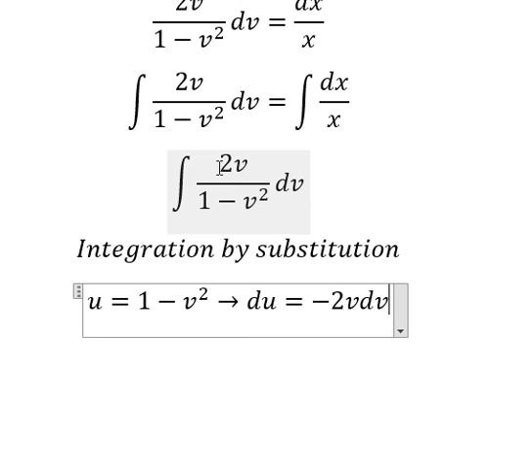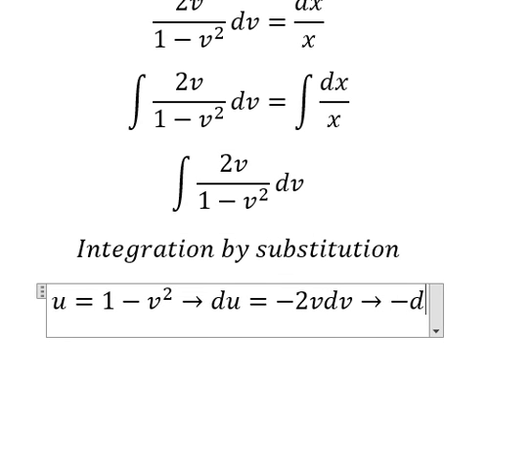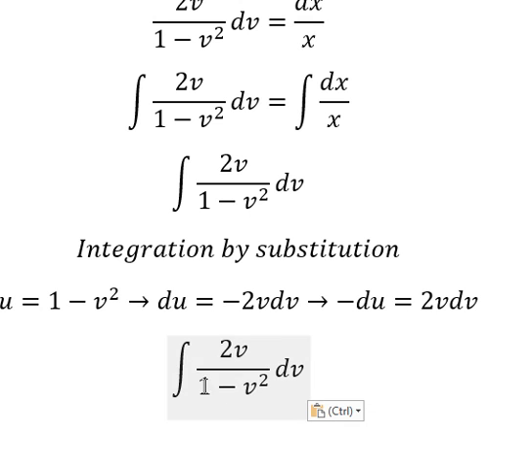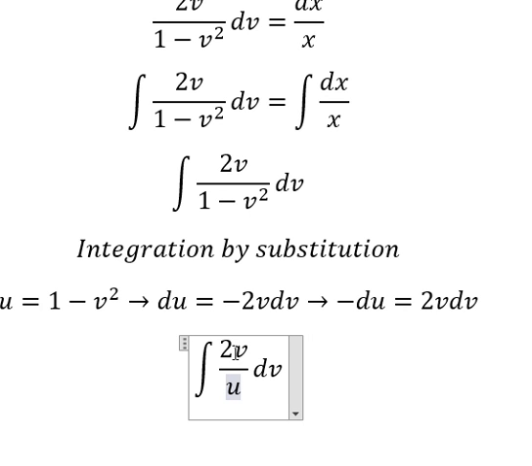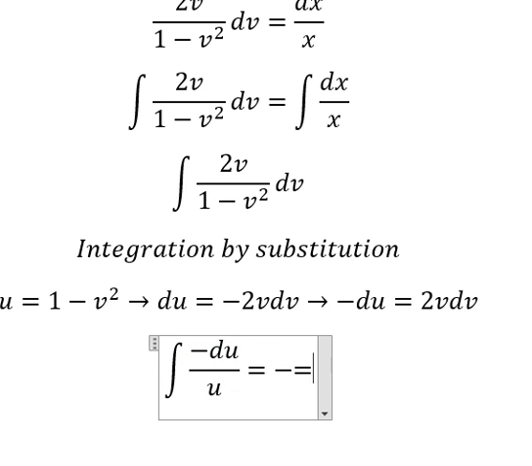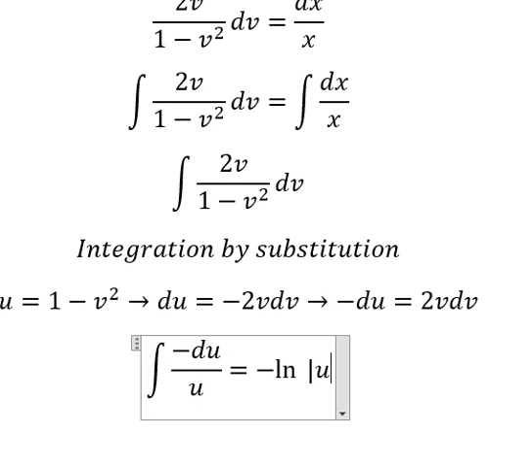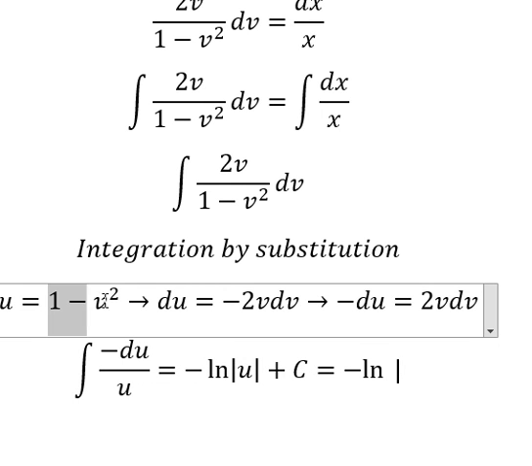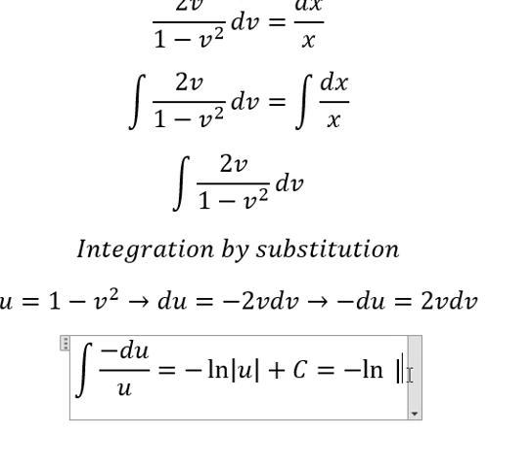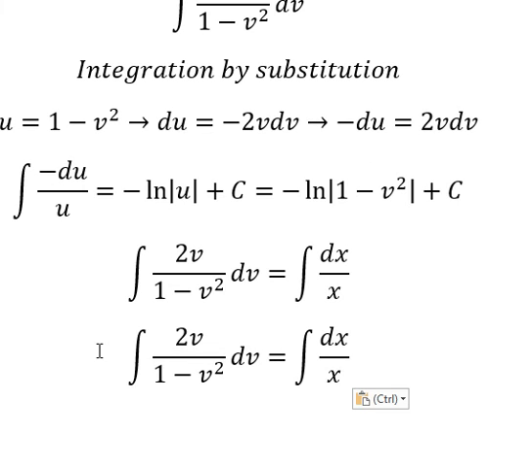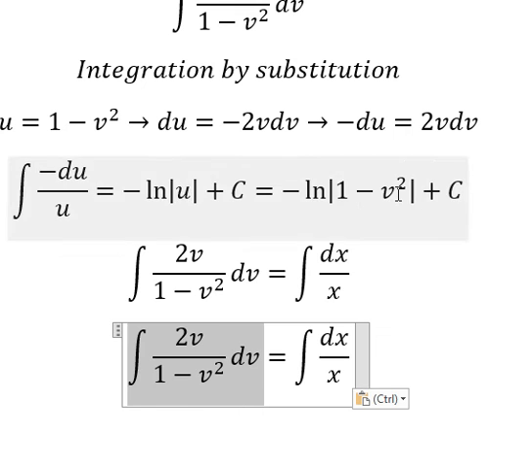Because we don't have the negative sign, so we put the negative next to the u. This one we change by u. 2v dv, we change by negative du. And we have negative ln of the absolute value of u, and I will put c. About u, that is about this one. So the integration of this one, that is about this one.